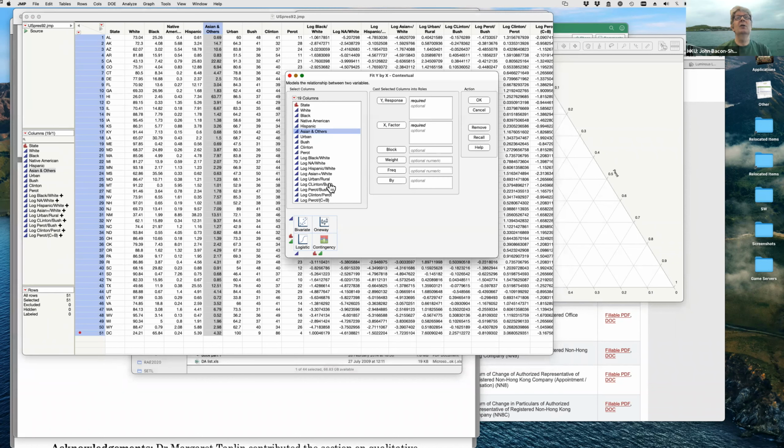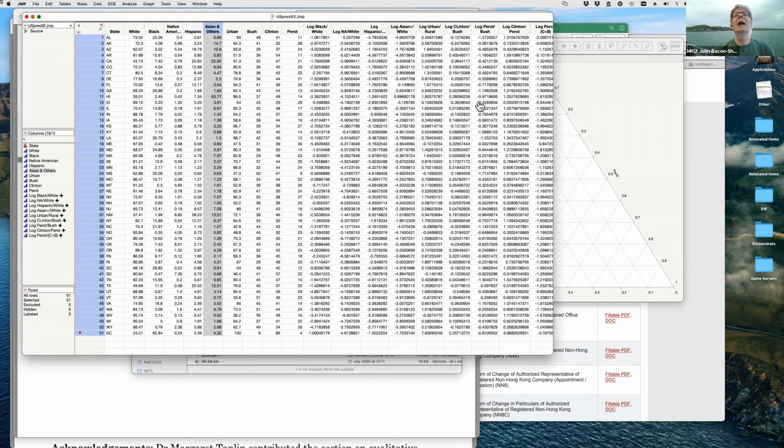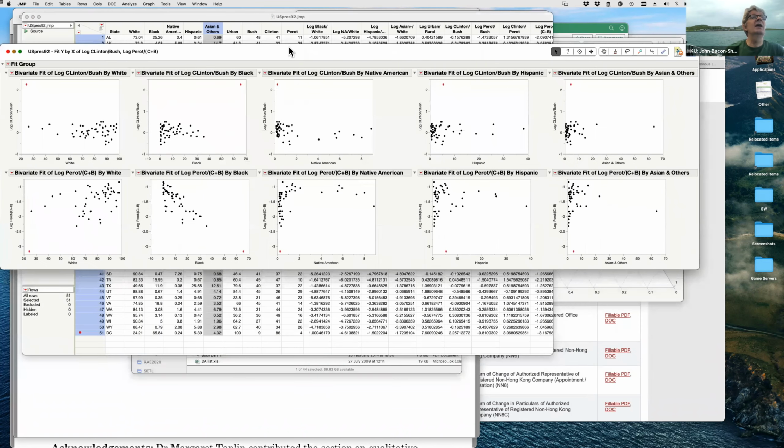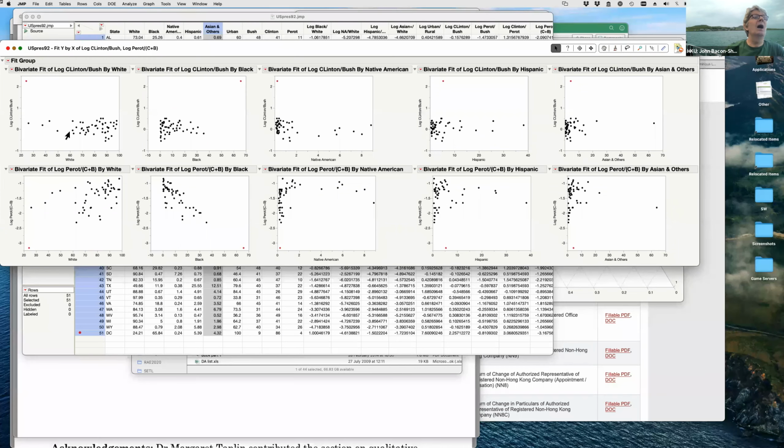Again, we're going to look at Clinton versus Bush and Perot versus the combination of the two. Let's just plot that against each of these ethnicity variables to see whether we can get some idea about how we might want to look at this. If we look at white, you can see white doesn't seem to make too much difference for Clinton versus Bush. Black also doesn't seem to be that important.